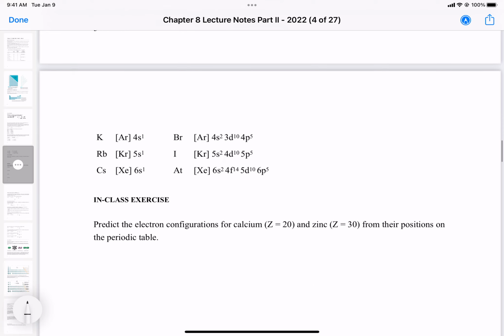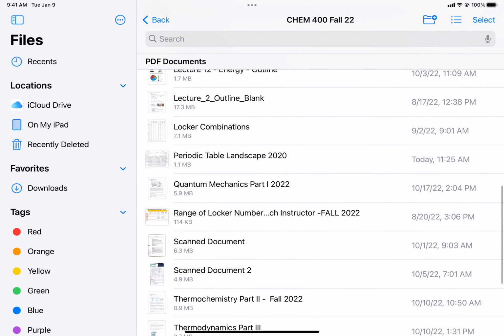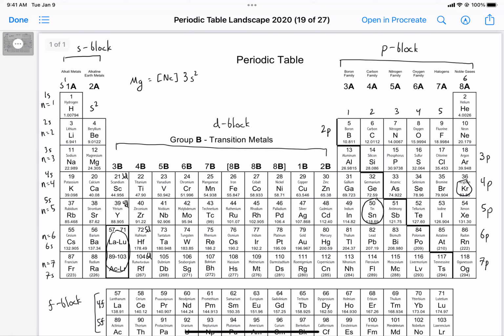Okay. Let's predict the electron configurations for calcium and zinc from their positions on the periodic table. So let's take a look at our periodic table once again. So calcium is right here. And then we're looking at, I believe, zinc right here.